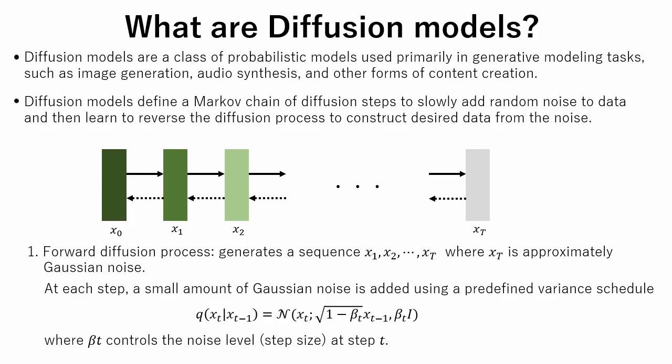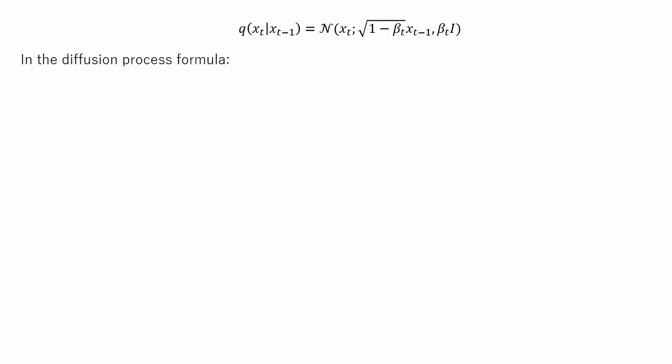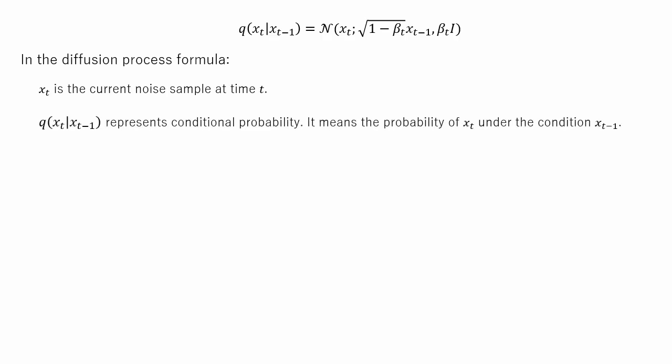At each step, a small amount of Gaussian noise is added using a predefined variance schedule. Here, beta t controls the noise level at step t. Let's see this formula more closely. Xt is the current noisy sample at time t. Left side represents conditional probability. It means the probability that xt happens under the condition of xt-1.